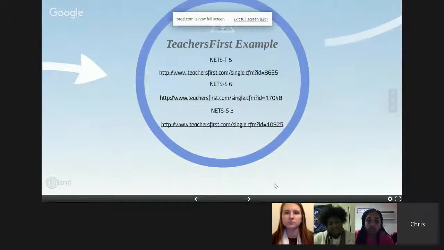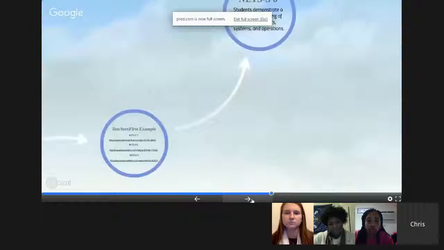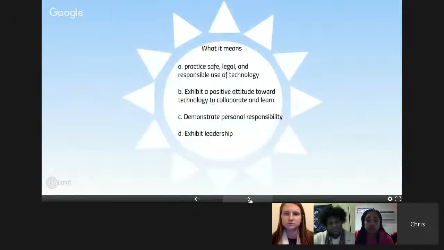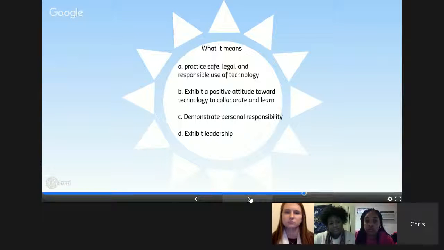The last one that I researched was the National Educational Technology Standard for student number 5, which is digital citizenship. That means that students should practice safe and legal and responsible use of technology. They should exhibit a positive attitude toward technology to collaborate and learn with others. They should demonstrate personal responsibility while on the internet, and they should exhibit leadership.